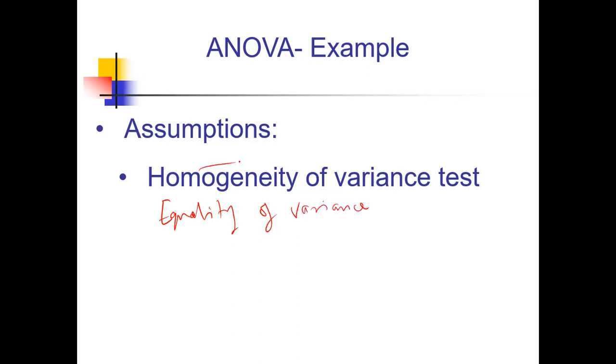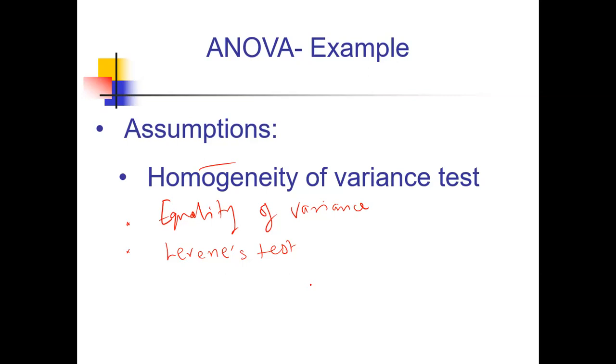Homogeneity is just the same thing as equality. It's a fancy word for that. So this test is trying to check whether the variances are equal. The person who invented it is Levene, and so we call this Levene's test. Some people will say Levene's test of equality of variance, and some people will say Levene's test of homogeneity of variance.